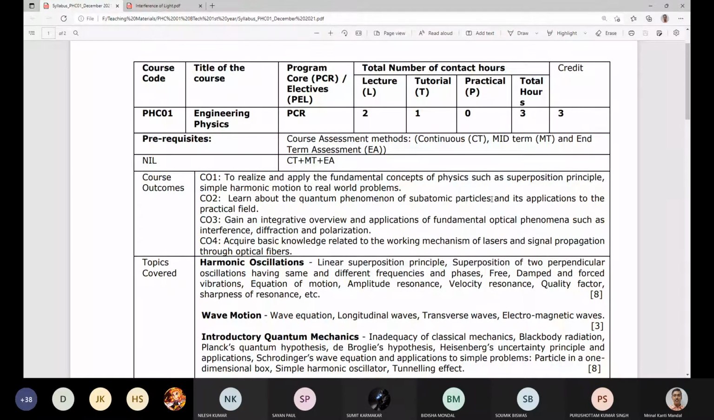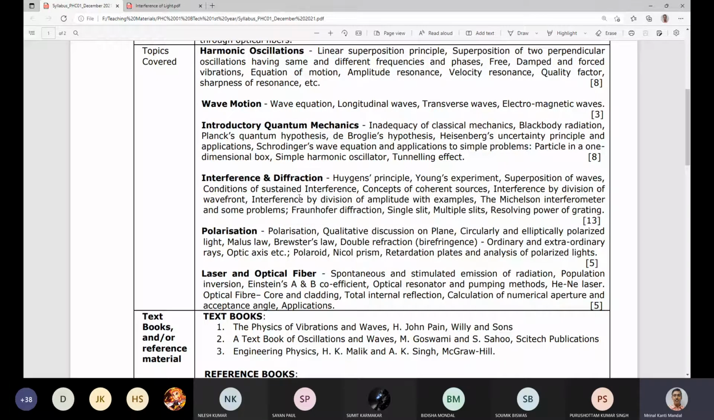Yes, sir. Table. Okay. So now you see in this table, that is your syllabus, right? For this paper, engineering physics. So according to your syllabus, we have to discuss these topics. That is, first is harmonic oscillator, wave motion, introductory quantum mechanics, then interference and diffraction of light, polarization, laser, and optical fiber.